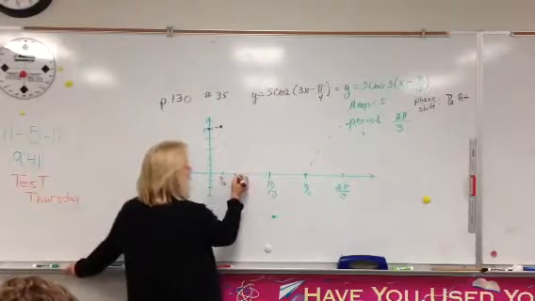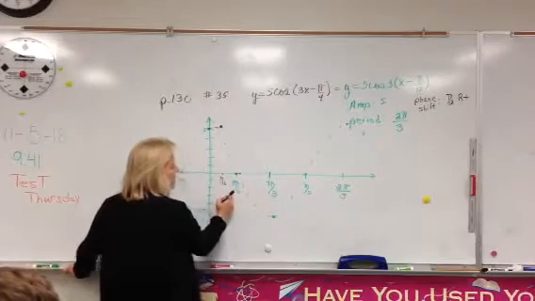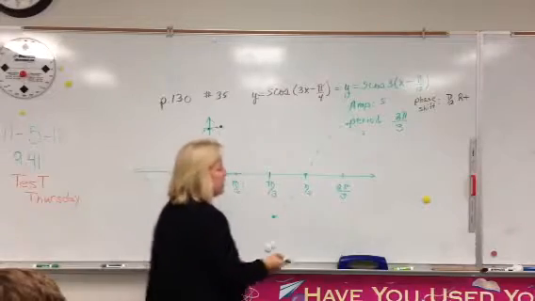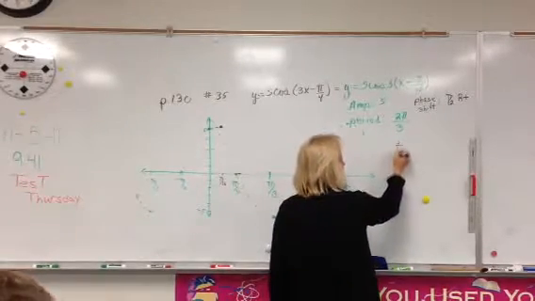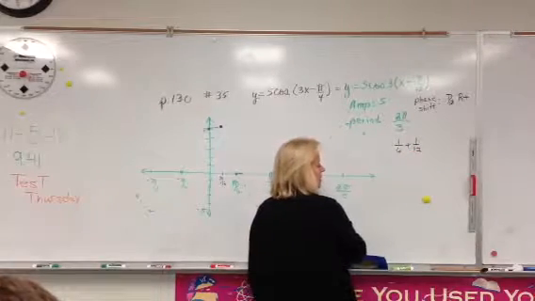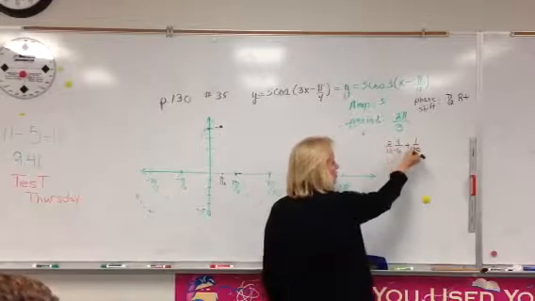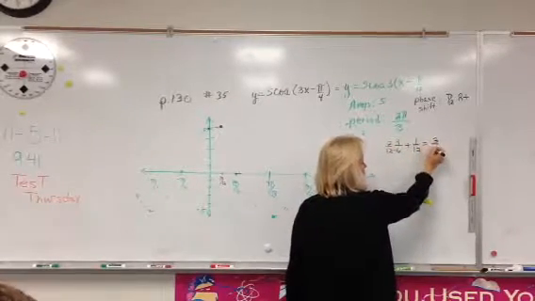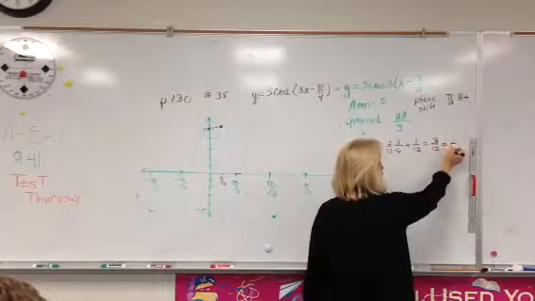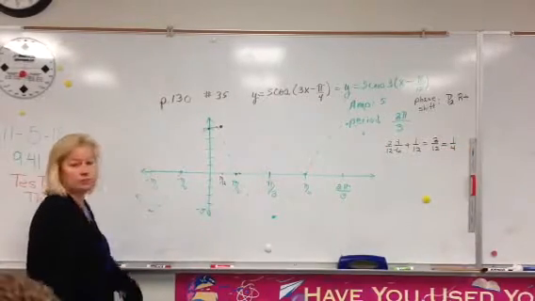Here, this point is going to have to move this way. So I'm going to do pi over 6 plus pi over 12, or 1/6 plus 1/12. This is really 2/12. 2/12 plus 1/12 is 3/12, which reduces to 1/4. Okay?